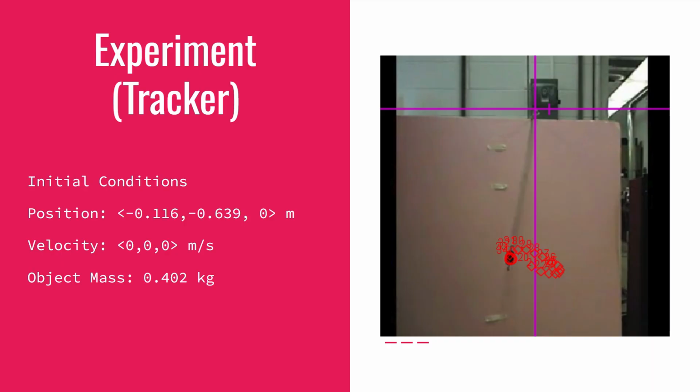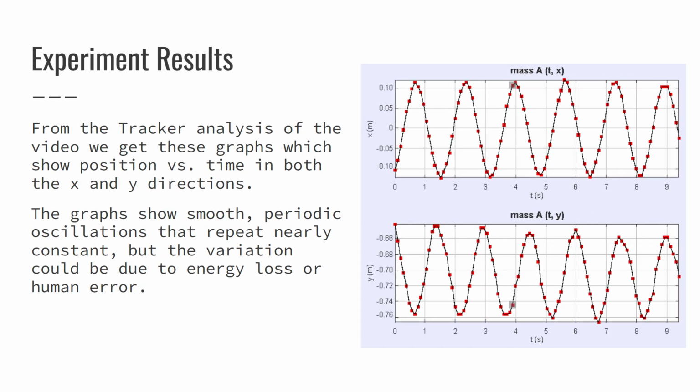The initial tracker conditions. The initial conditions were the position was at negative 0.116 in the x, negative 0.639 in the y, and 0 in the z. The velocity was 0 meters per second, and the object's mass was 0.402 kilograms.